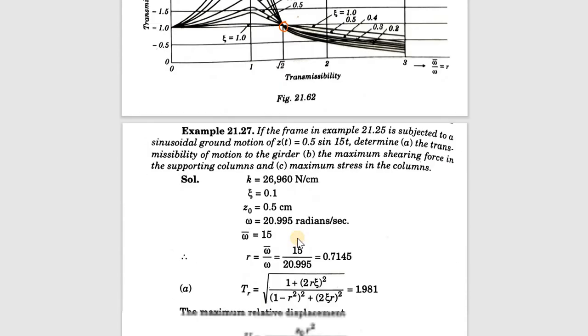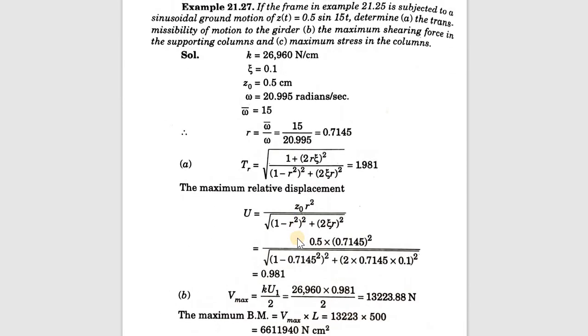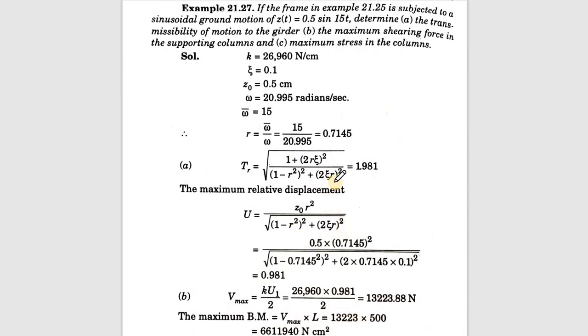With this, a small problem is given here, which uses the direct equation only. You are given R is equal to omega dash by omega. A frame is subjected to a sinusoidal ground motion, given as Z(t) equal to 0.5 sine 15t. So 0.5 is the Z0, and this 15 is the omega dash. Determine the transmissibility ratio, maximum shear force and maximum stress.